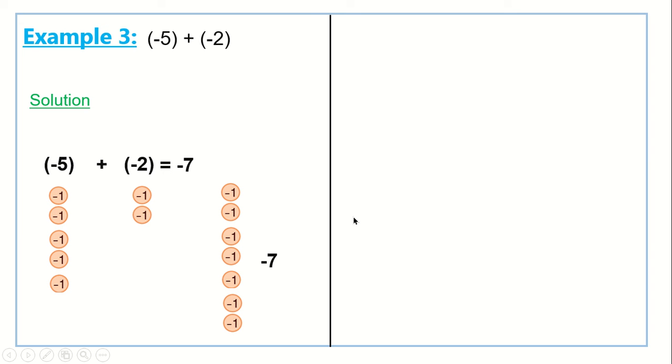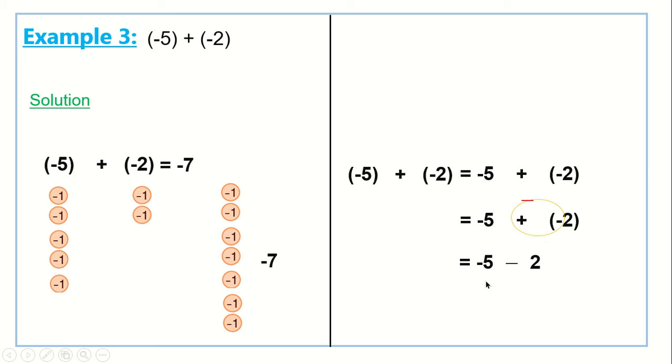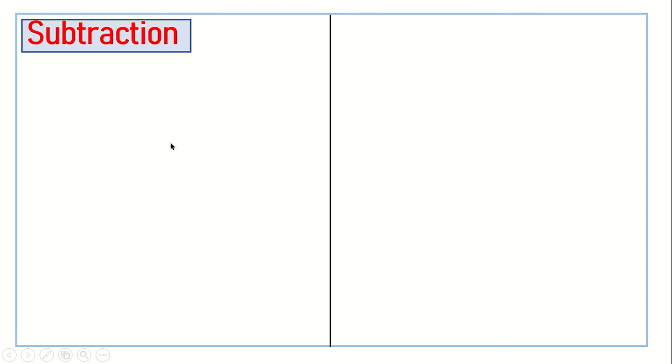We can actually show this in this format because we have plus and minus. That actually gives us a minus. So it implies that we have got negative 5 minus 2, which is the same as negative 7. Now, let us perform subtraction. We have got negative 5 minus 2.